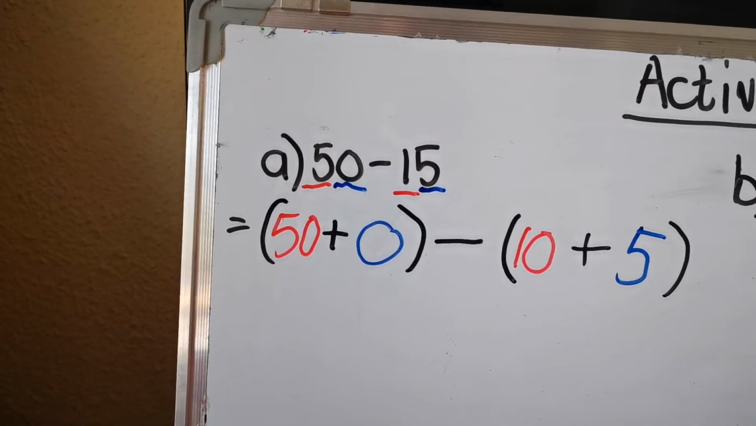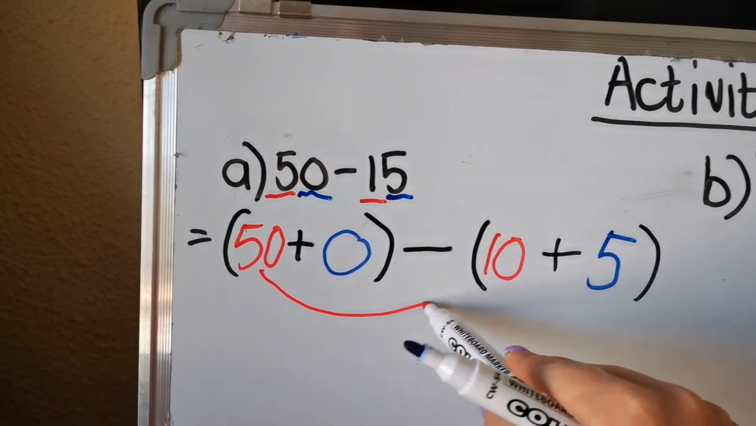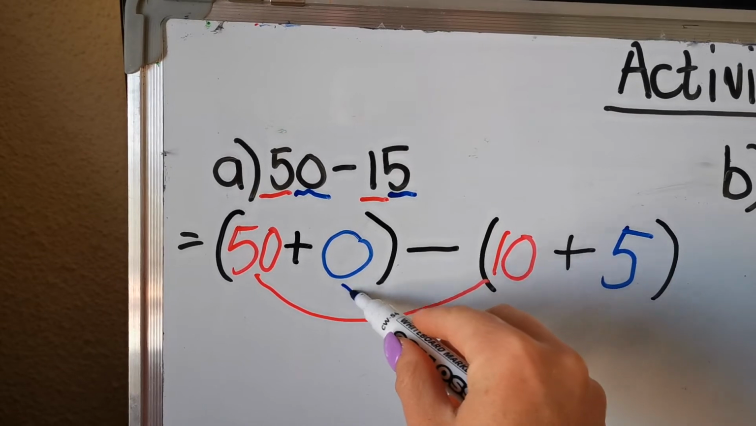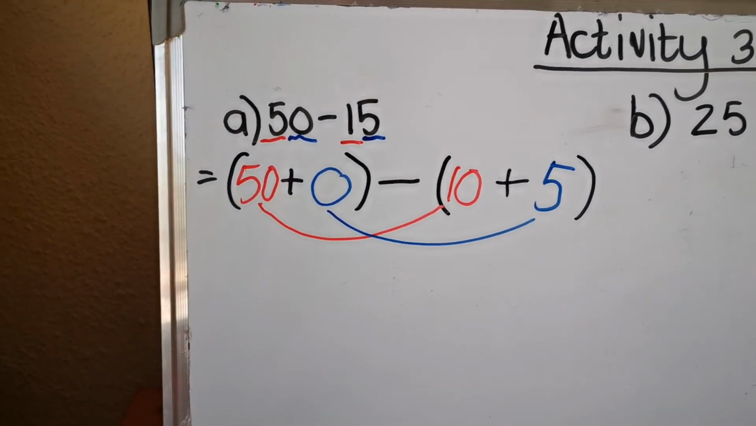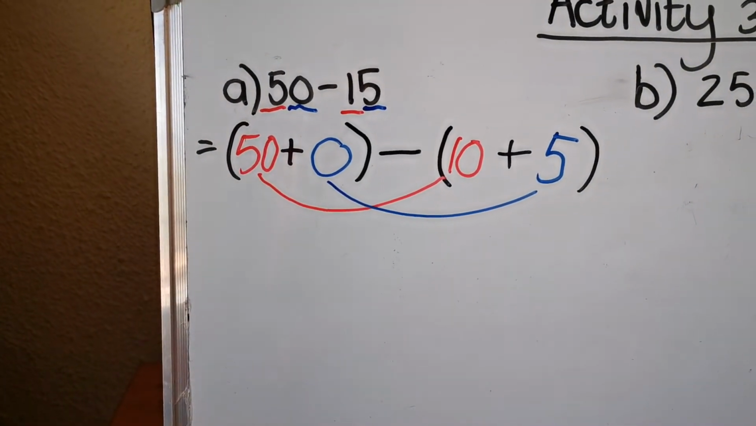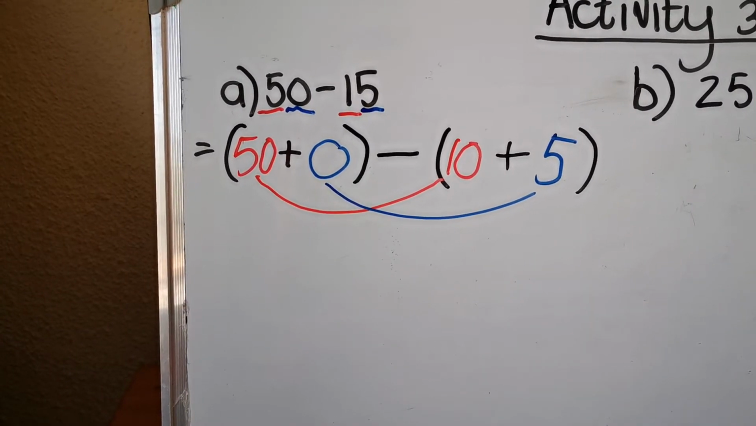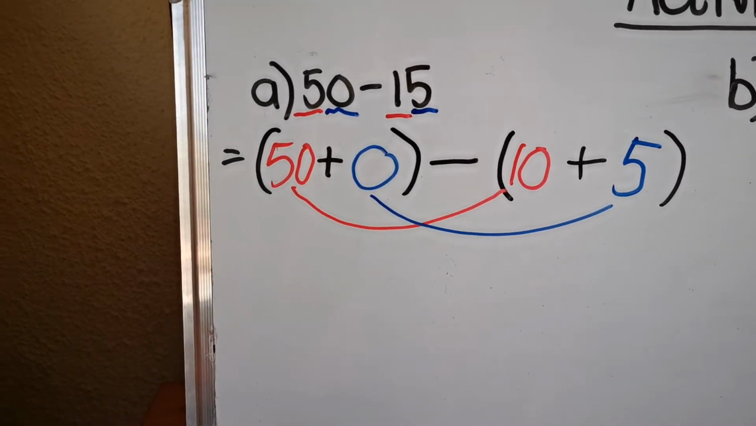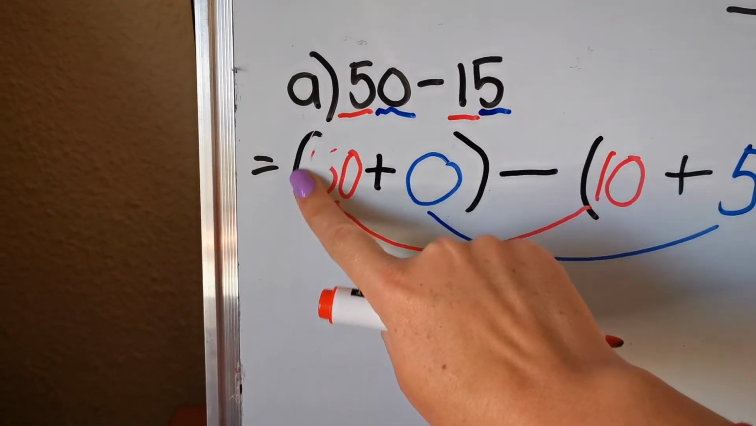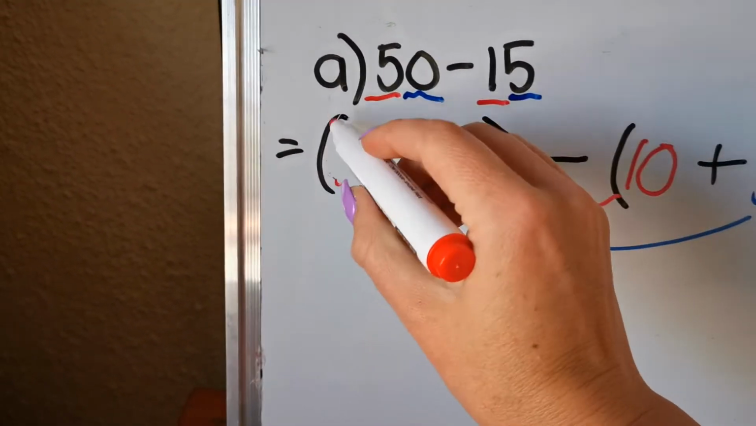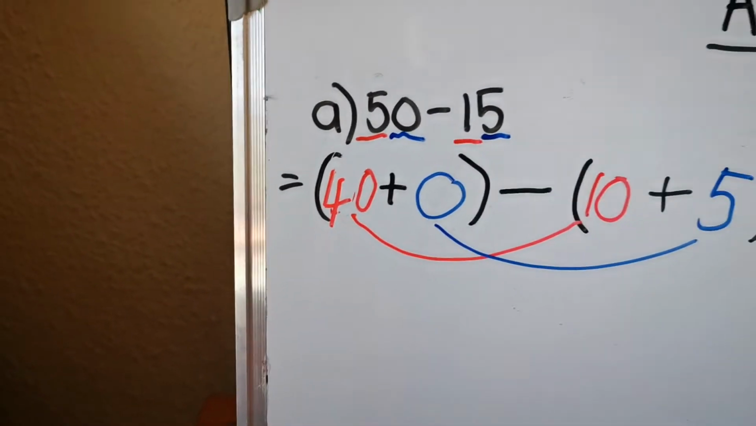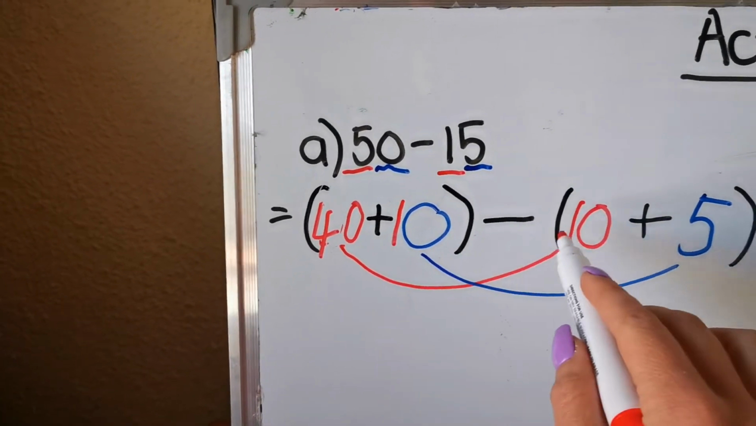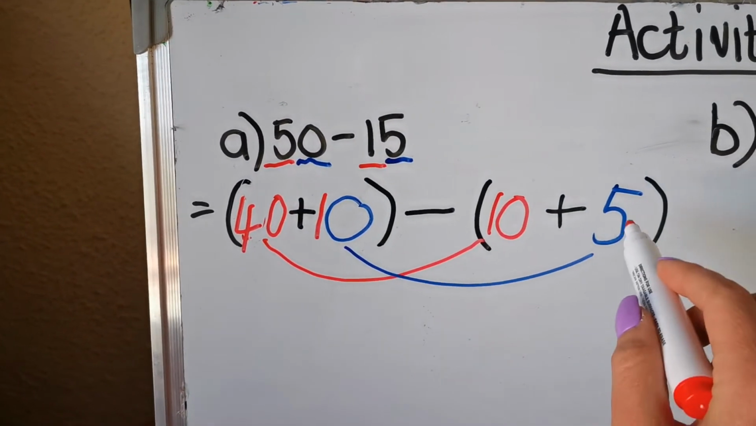Now you're going to take away the tens from each other, and then you're going to take away the units from each other. But if you look there, you can't say 0 take away 5. So you need to borrow from the ten. So 50 is going to change to 40, because you're borrowing 10. And then you add the 10 to the unit. So it will be 40 take away 10 and 10 take away 5.